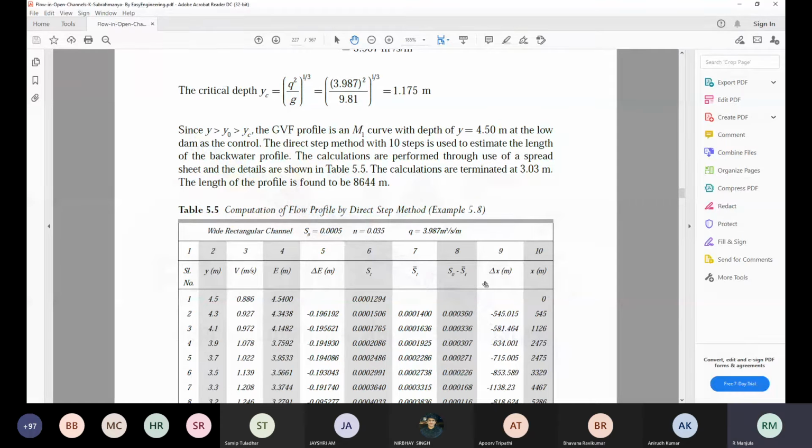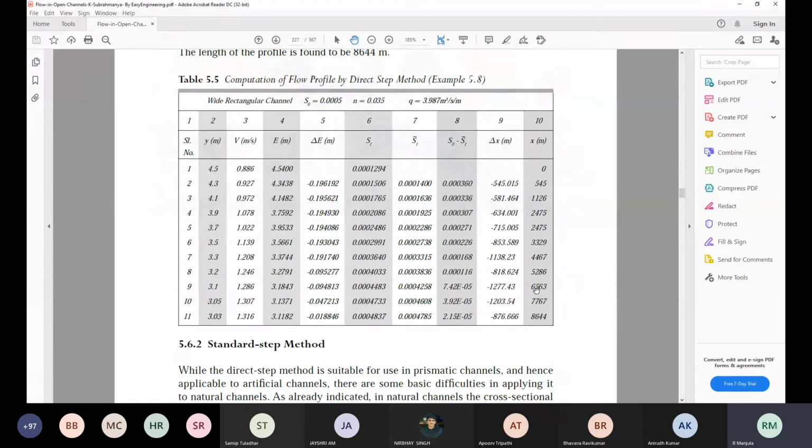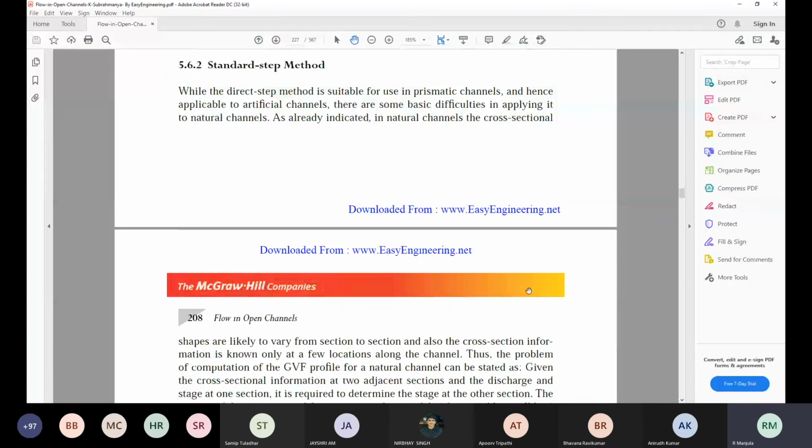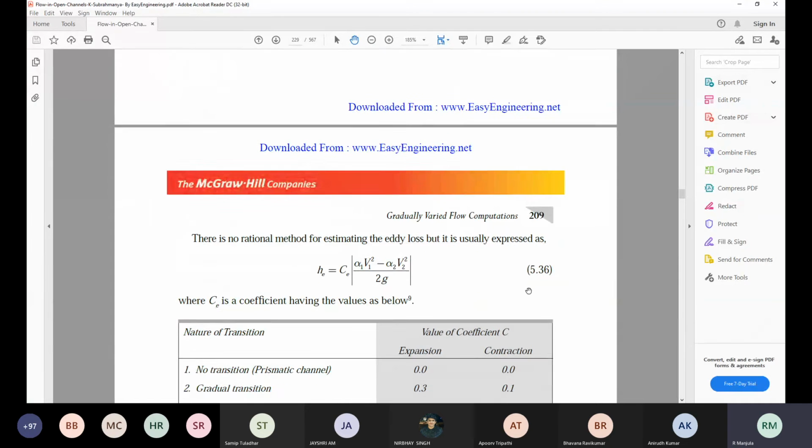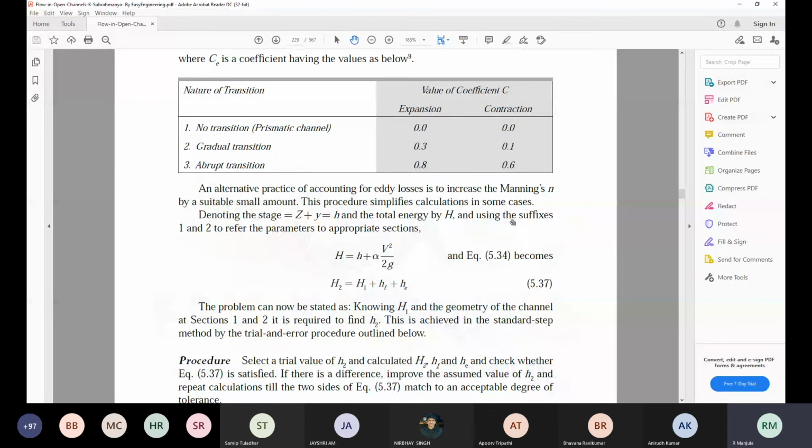So we can compute delta x, delta E, E2 minus E1, divided by S0 minus Sf bar, and compute the value of delta x. This is the direct step method. The next method is the standard step method. So direct step and standard step are both used for prismatic channels.